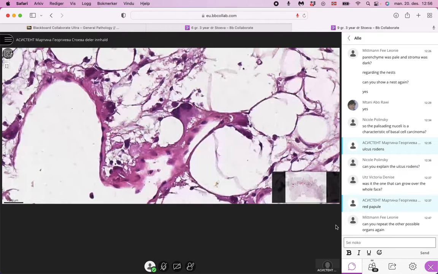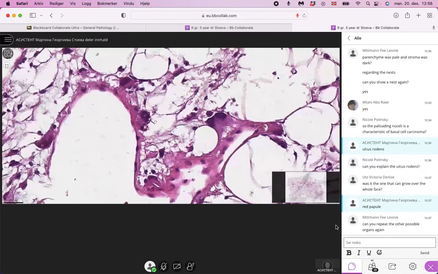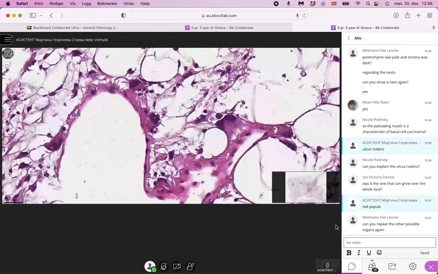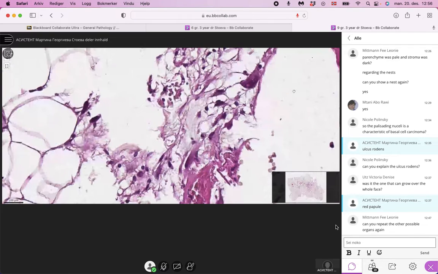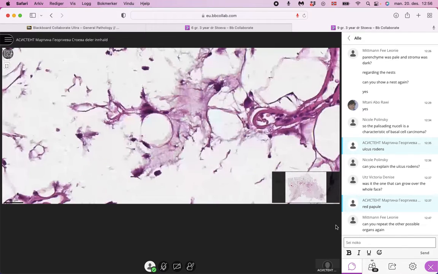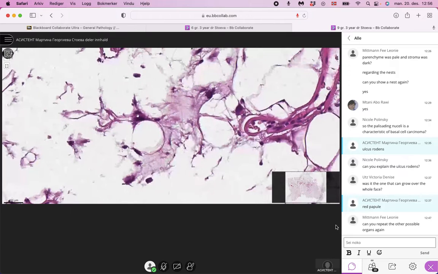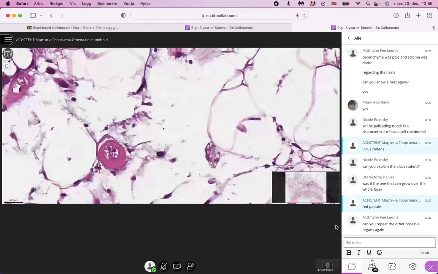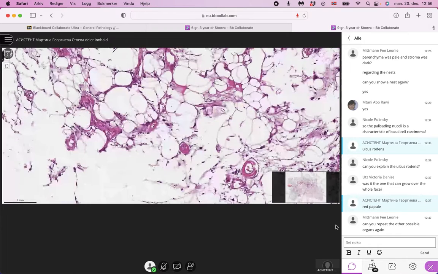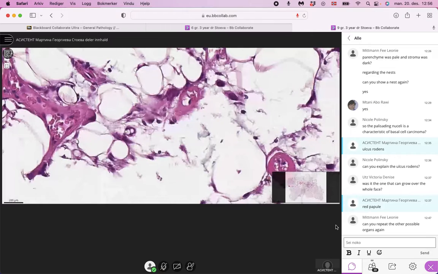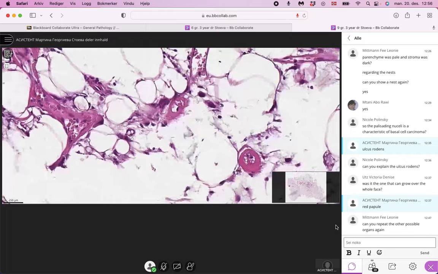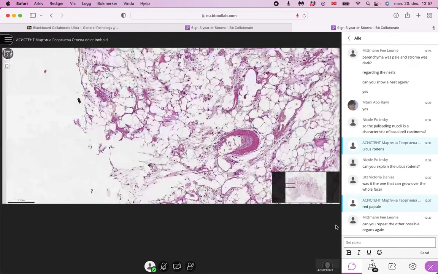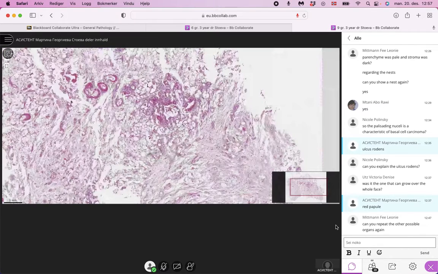Here as well. Note the lipid vacuoles in some of them. This is a lipoblast. These are tumor cells too. This is a lipoblast as well. So here the diagnosis definitely must be liposarcoma.